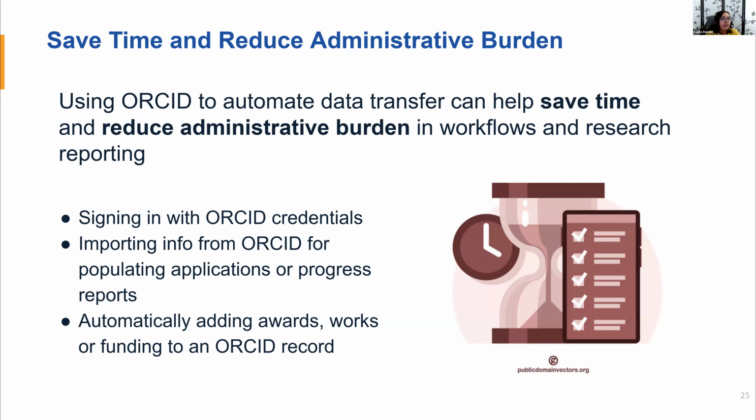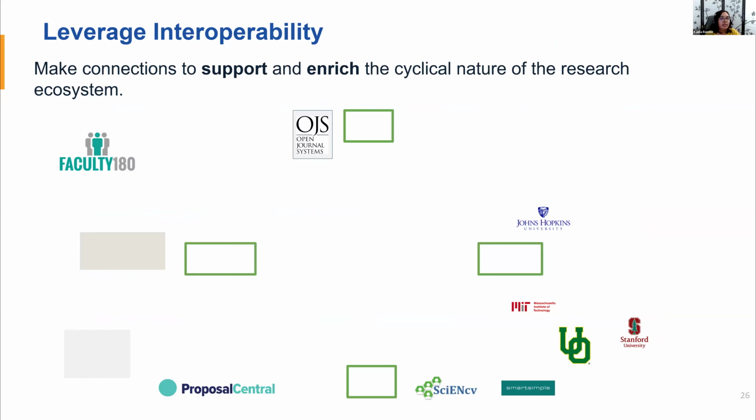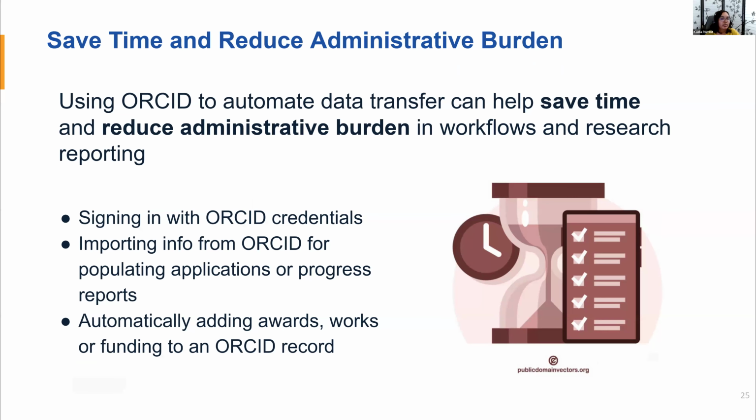An ORCID record can also help save time and reduce administrative burden in workflows and research reporting. So a researcher can sign in with their ORCID credentials, import information from their ORCID record to populate applications or progress reports, and organizations can automatically add awards, works, or funding to a researcher's ORCID record so a researcher doesn't have to, making this process more automated to save both the researcher and the organization's time.